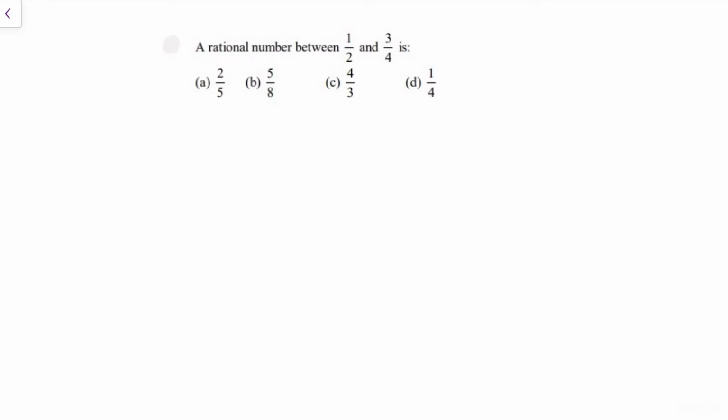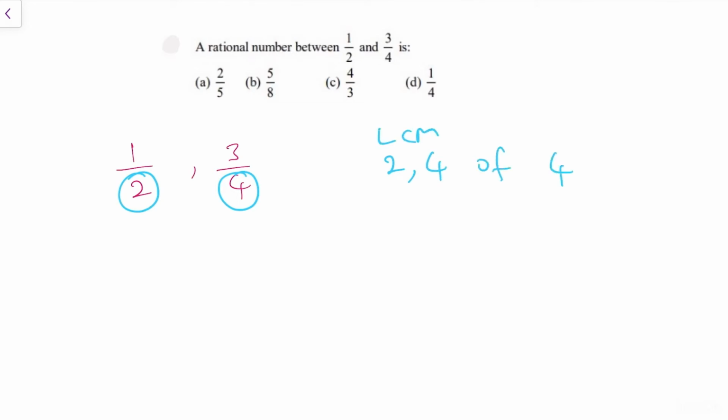1 by 2 and 3 by 4 are the two rational numbers. First of all, to compare these two rational numbers, we should have the same denominator, but in this case the denominators are different. So by going with the LCM process, I will make the denominators the same. Here the denominator is 2 and here the denominator is 4. So the LCM of the denominators 2 comma 4 is 4.